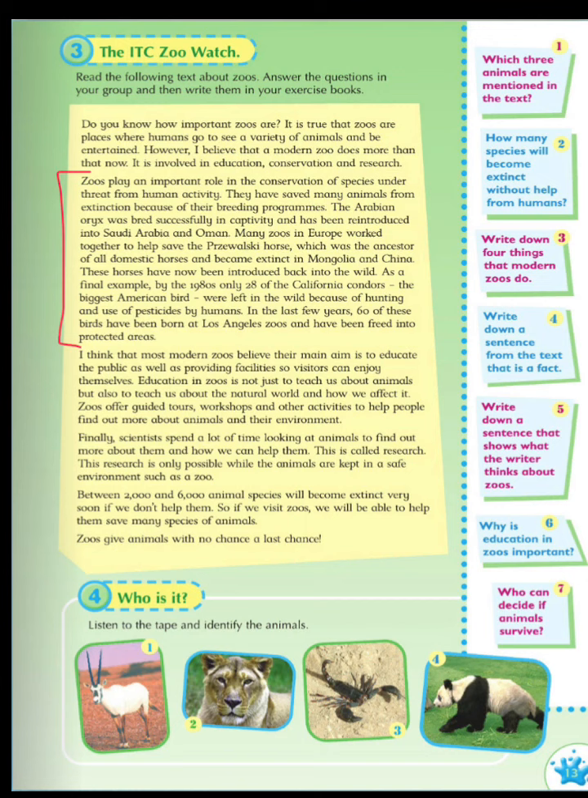As a final example, by the 1980s, only 28 of the California condors, the biggest American bird, were left in the wild because of hunting and use of pesticides by humans. In the last few years, 60 of these birds have been born at Los Angeles zoos and have been freed into protected areas. I think that most modern zoos believe their main aim is to educate the public as well, providing facilities so visitors can enjoy themselves.